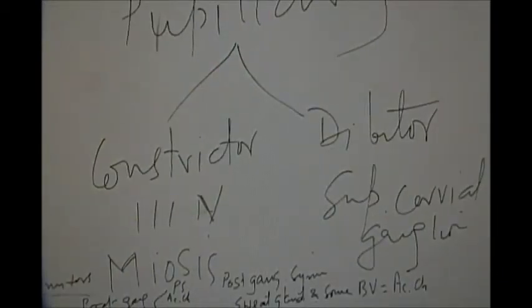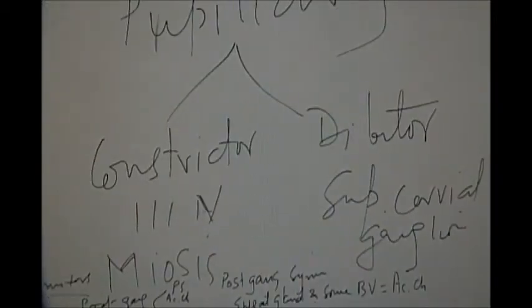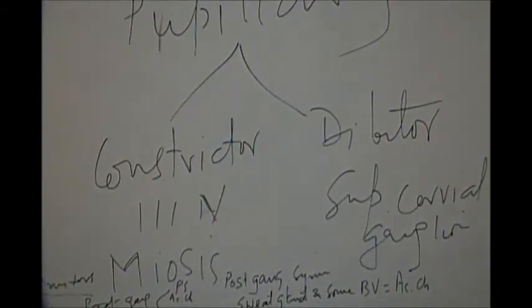The constrictor pupillae are supplied by the third cranial nerve, the oculomotor nerve, which relays in the ciliary ganglion, and constrict the pupil. The dilator pupillae is supplied by the superior cervical sympathetic ganglia. Differential diagnosis of miosis.